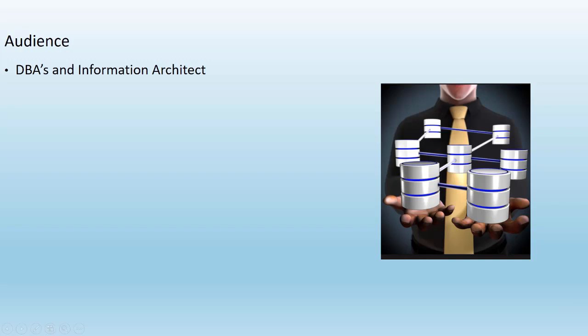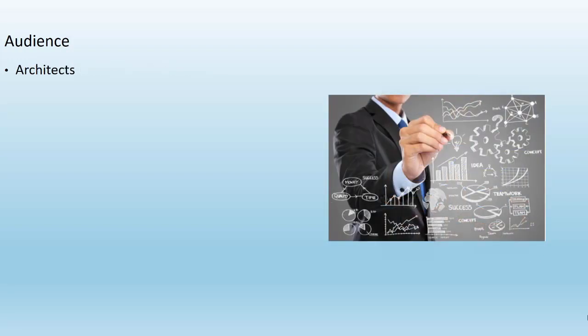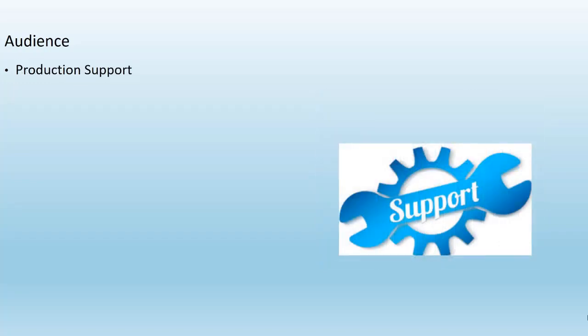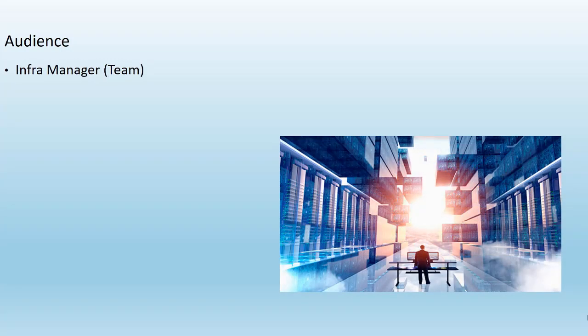Now let's look at the audience. Obviously, DBAs and information architects are the primary audience of this diagram. Architects would be another set of audience for this diagram. Developers, as they want to know more about the data structure and its relationships. Production support, for any future enhancement and maintenance on the database. They should be aware of data and its relationship and how it's modeled. And lastly, the infra management team.